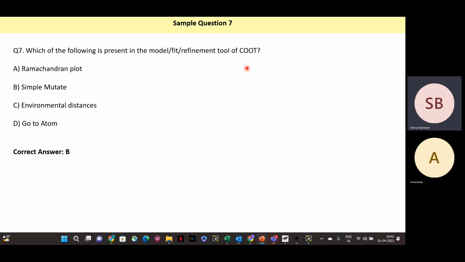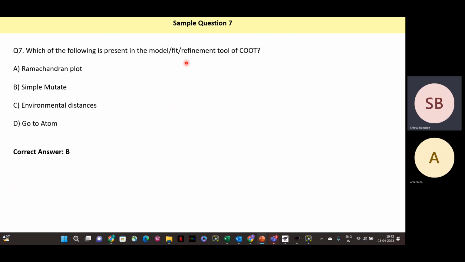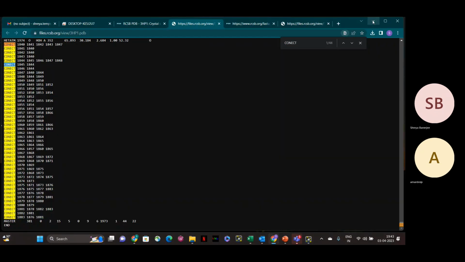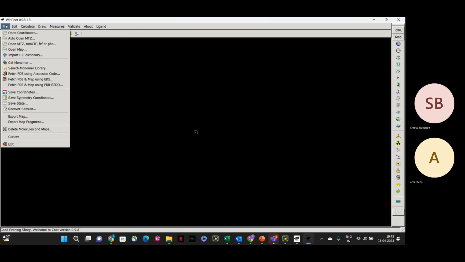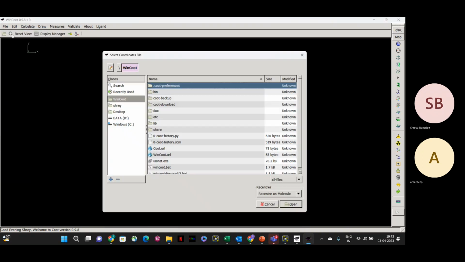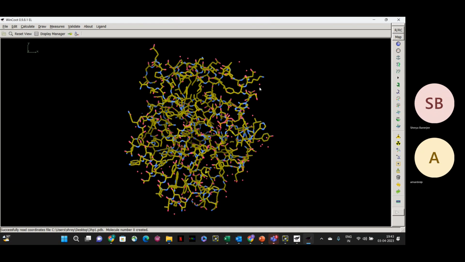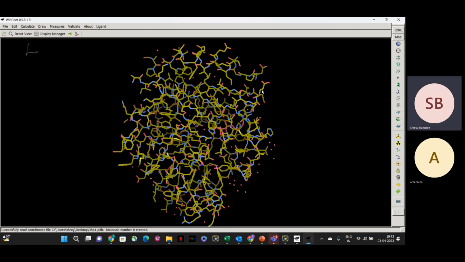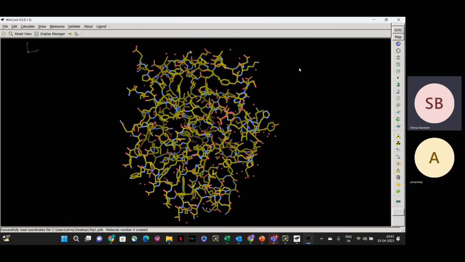Right. So the correct answer is simple mutate. So if we go back, simple mutate is used for the refinement tool. How is that? Just wait a minute. Suppose you have an electron density map and you want to find out what will fit better. So you have to mutate the residues to find out.